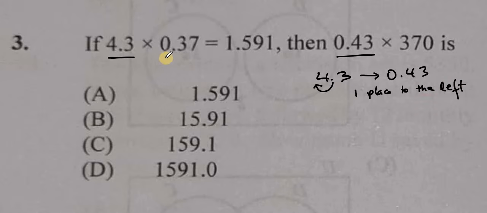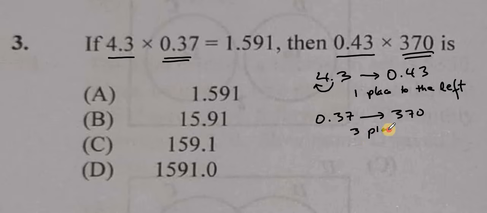When you look at this one, the 0.37, which became 370. The point was in front of the 3, in fact between 0 and 3. So let's say the point is here. They would have shifted it 1, 2, 3 places to the right. The point was here, 1, 2, and a third place to the right, giving us 370. So 3 places to the right.